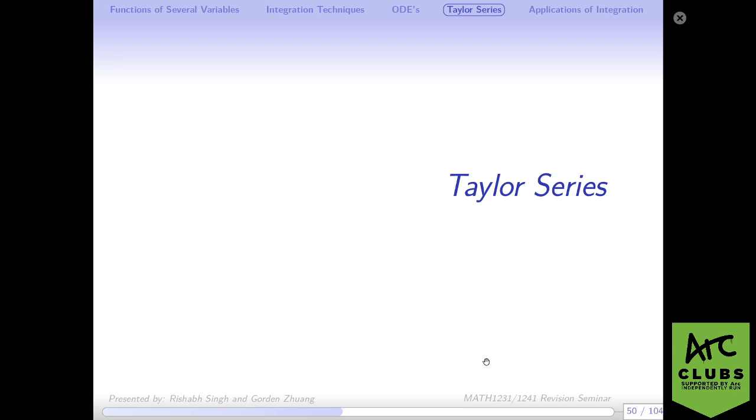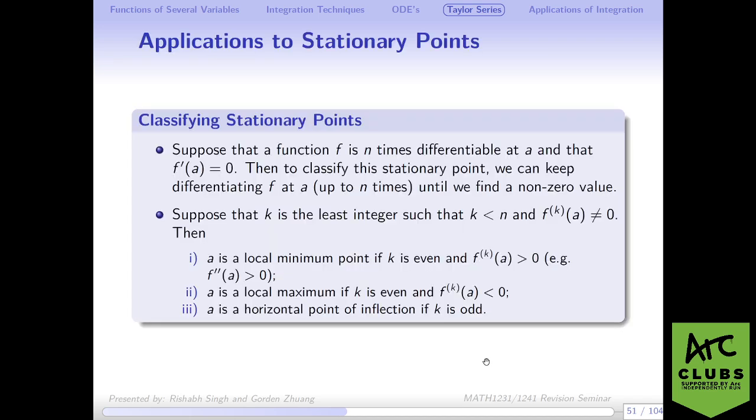Okay, so to begin Taylor series, it begins with classifying stationary points. I feel like this isn't examined much, but the point of this is that when we have a stationary point, which is when f dash, the first derivative, equals 0, then to find what type of stationary point it is, we can use further derivatives to classify it.